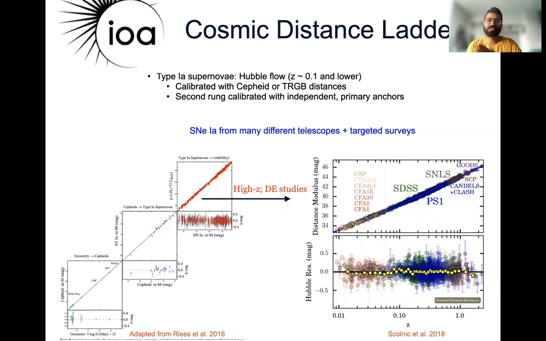to do as much of a like-for-like comparison going from our neighborhood all the way out into the nearby Hubble flow. So it's calibrating the Cepheid period-luminosity relation with multiple independent anchors like the Large Magellanic Cloud, Milky Way parallaxes, as well as the maser distance to NGC 4258. And then moving from there to having Cepheid distances in the galaxies that also have type Ia supernovae.